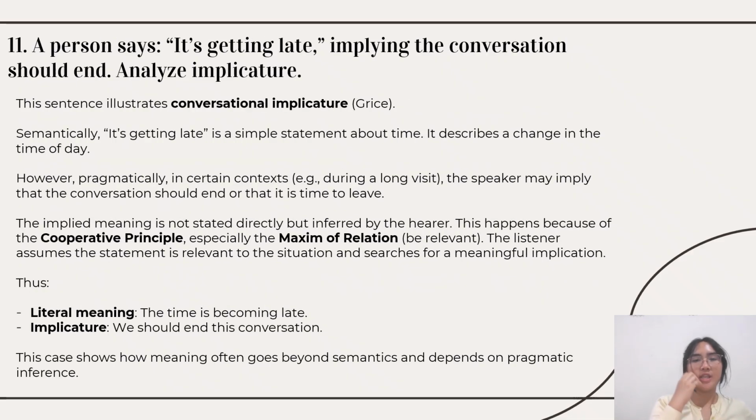11. A person says "it's getting late," implying the conversation should end. Analyze the implicature. This sentence illustrates conversational implicature. Semantically, "it's getting late" is a simple statement about time. It describes a change in the time of day. However, pragmatically, in certain contexts, such as during a long visit, the speaker may imply that the conversation should end or that it is time to leave.